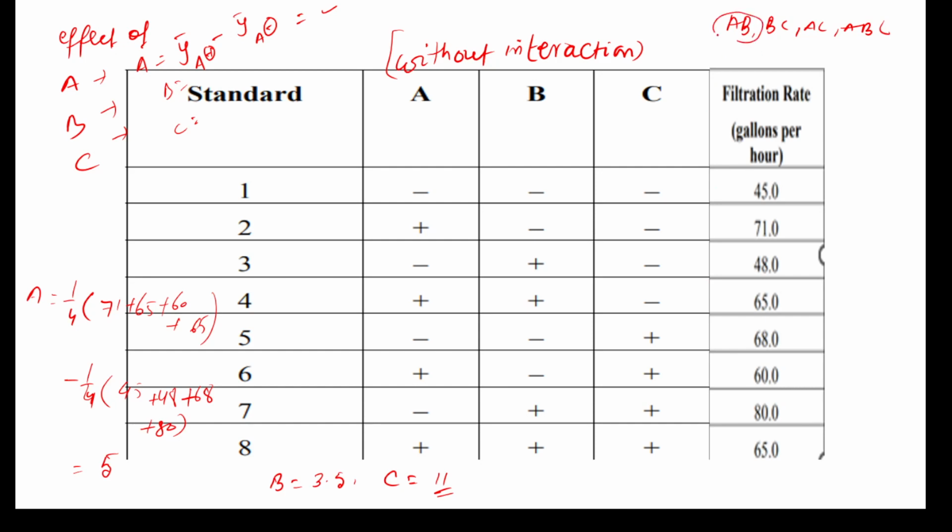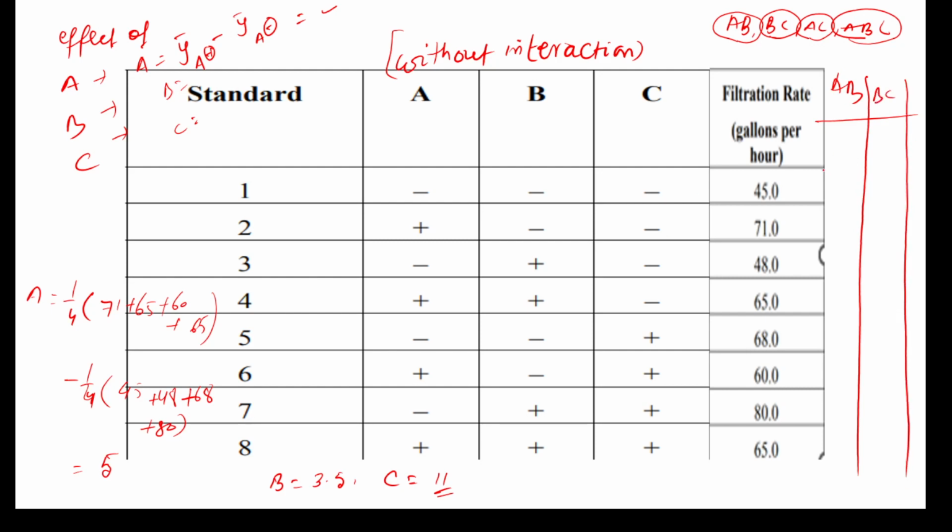Please calculate the effect of AB, effect of BC, effect of AC, effect of ABC. Shall I do it? If you talk about the AB, what will happen? AB, just make one column, and BC, make one column.